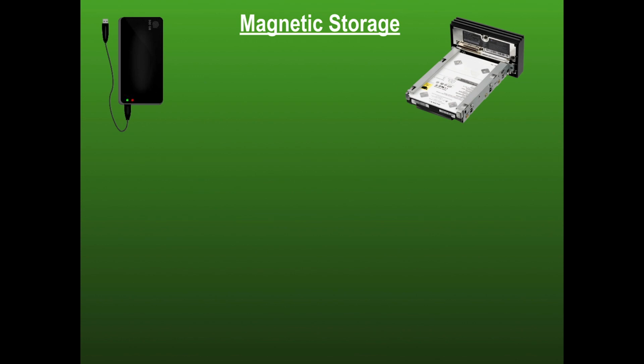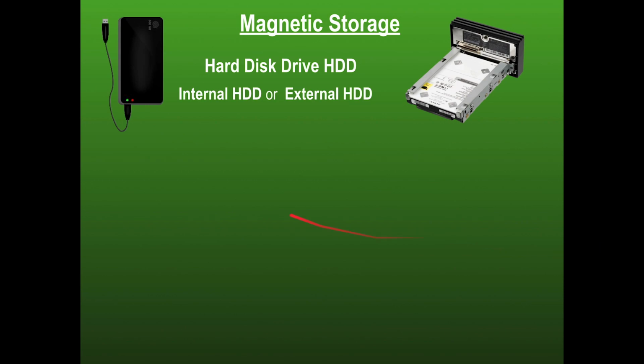So first of all is our magnetic storage, and specifically we're talking about hard disk drives, known as an HDD. And there are two different types. There is an external HDD, which looks like this, and that is portable, and you can plug it into your device and access storage, read and write. And then there is an internal HDD, which is static inside of the computer that you are using.